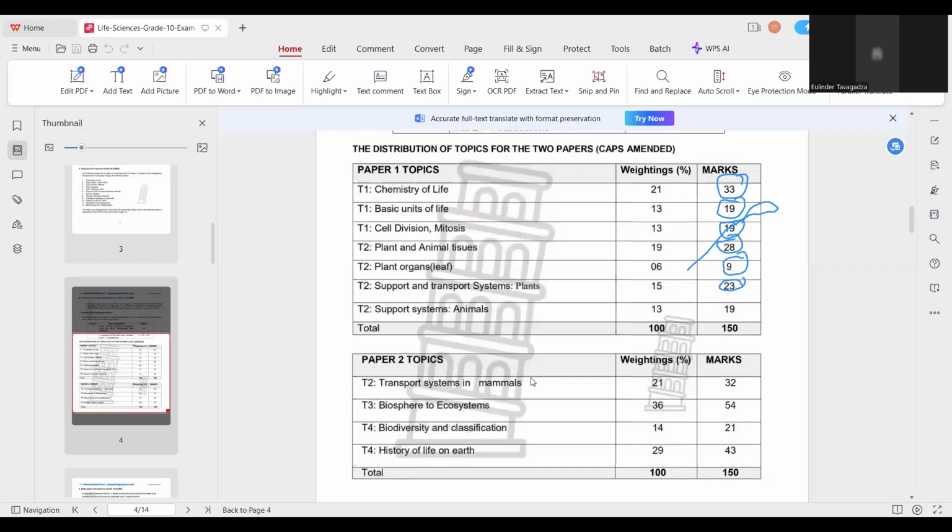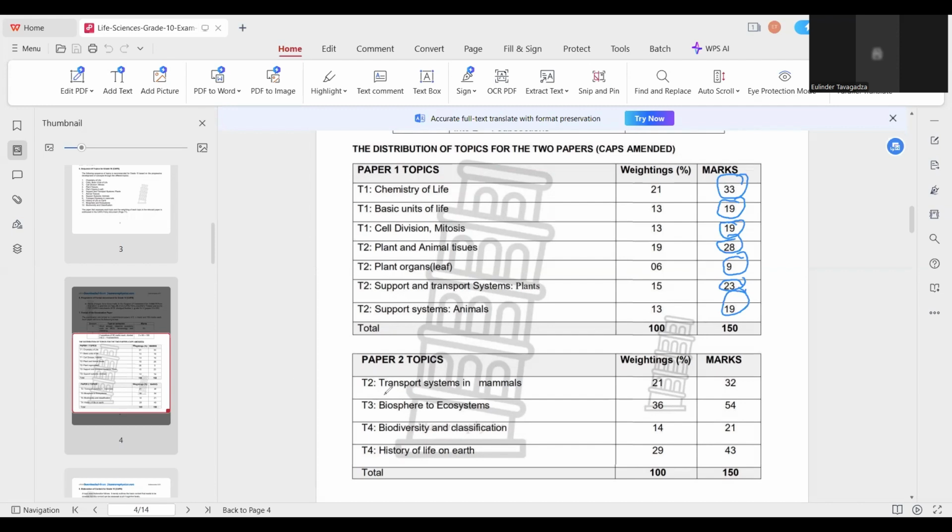Then we move on to support systems in animals. This one is also giving us 19 marks. We are going to have 19 marks for this one, to give a total of 150.